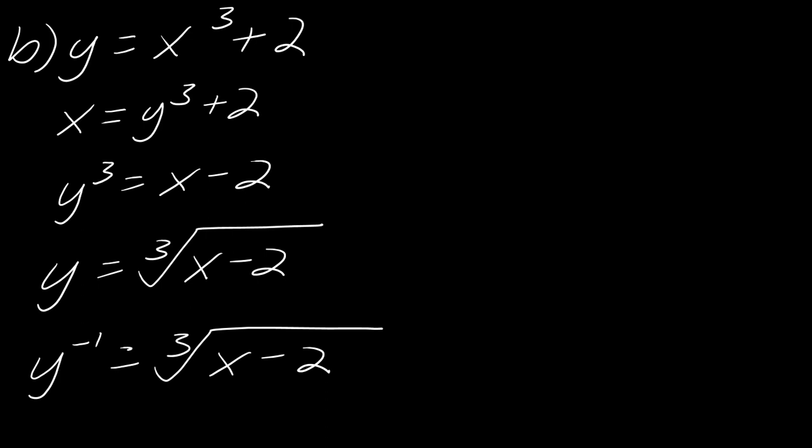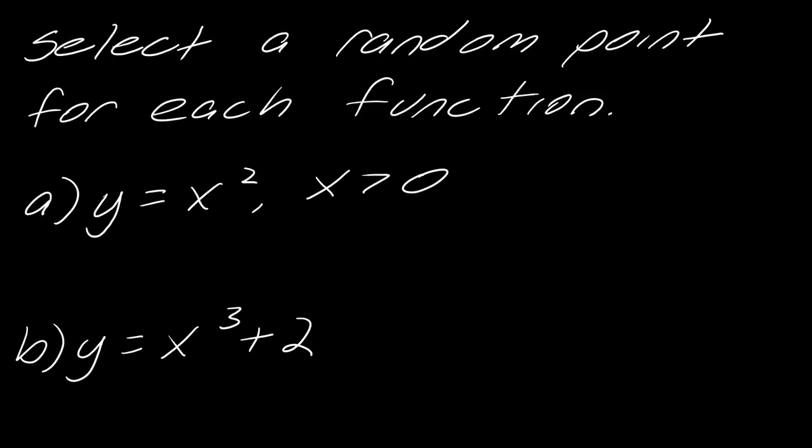Now, the next part of this, I want you to select a random point for each function. Any point that you want, I'm going to select my own. So maybe pause the video and choose something at random, ideally where you have two different numbers as your x and y coordinates. For me, I chose 3 and 9 for my y equals x squared, since 3 squared is 9. And for my other one, I chose -2 and -6. If I plug -2 into this and do all the calculation, I'll get -6.